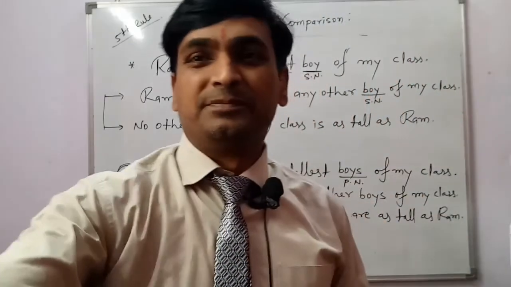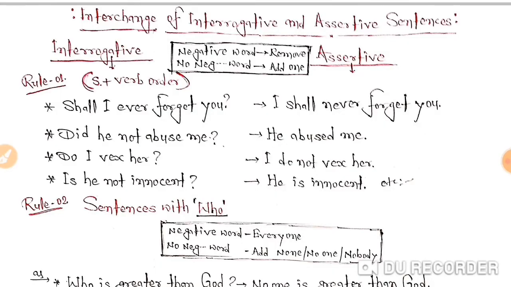Hello students, now let's learn how to interchange some interrogative sentences into assertive sentences. Rule number 1 tells you that with the help of subject and verb order, you can change some interrogative sentences into assertive sentences. If there is a negative word in this sentence, just remove it. In case there is no negative word in this sentence, just add one, right?